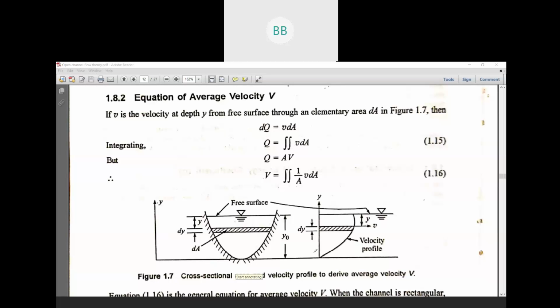In figure number 1.7, this is a cross section of a channel where we have considered one small elementary area, dA. The depth of water for this particular small elementary area is dy, and this small elementary area is y distance from the free surface. The total depth of flow for the whole cross section is y naught, the maximum depth of flow.